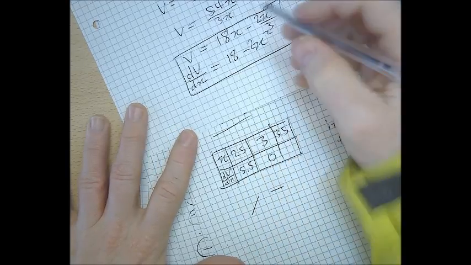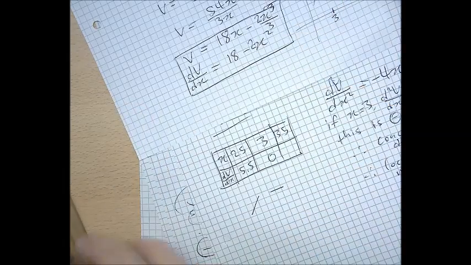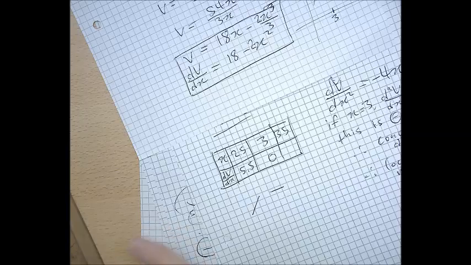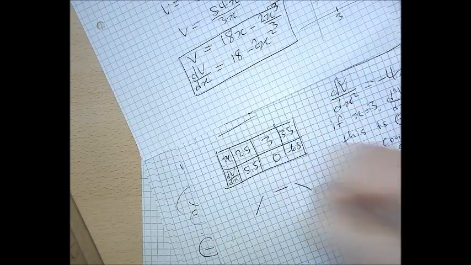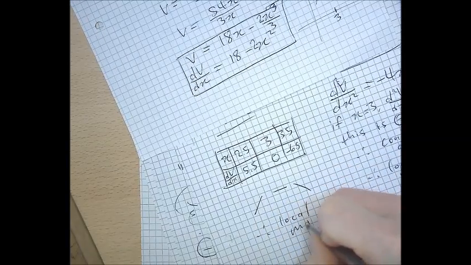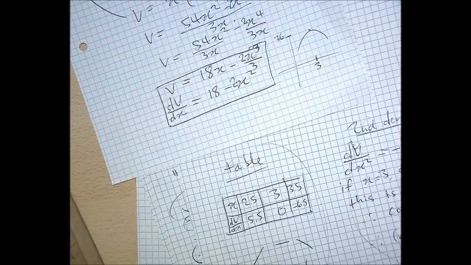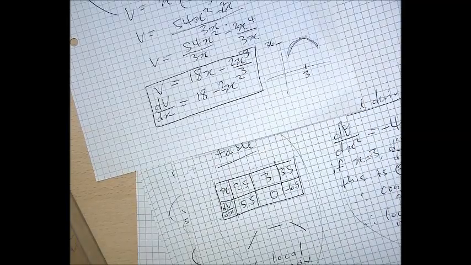Put 3.5 in. 3.5 squared times 2. 18 take away 24.5 was negative 6.5. So there's the fall. Therefore, local max. Now either of those is fine. Both of them establish that you really did find the highest point of a curve.